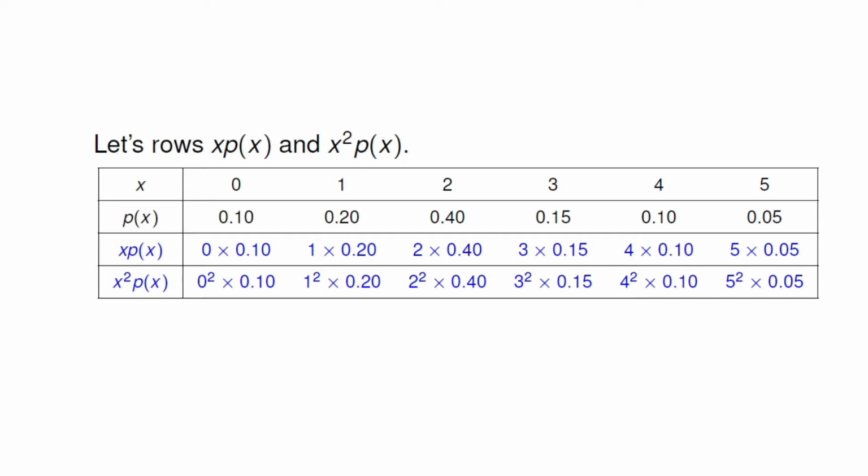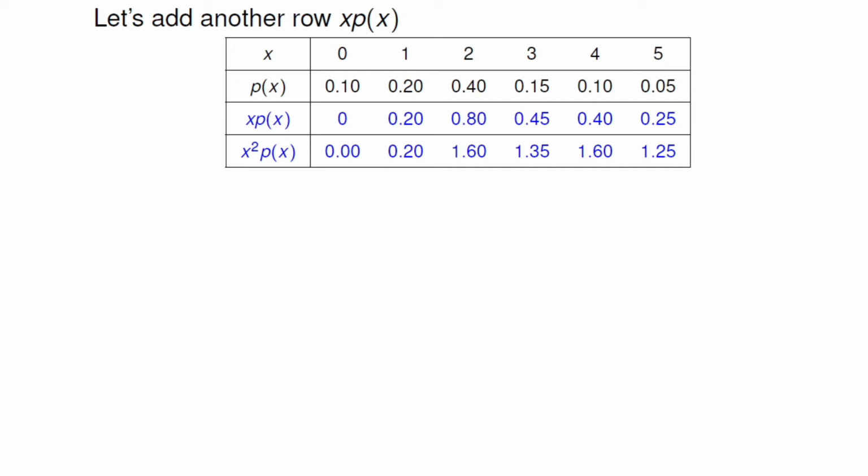As shown in this table in blue, we already added these two rows, and then we can calculate all these products. 0 times 0.1, 1 times 0.2, and so on, and 0 squared times 0.1, 1 squared times 0.2, and so on. So we can calculate all these products in the table, and we get this. Okay, so we got all these values, and then we are to find the expectation of x and also the expectation of x squared.